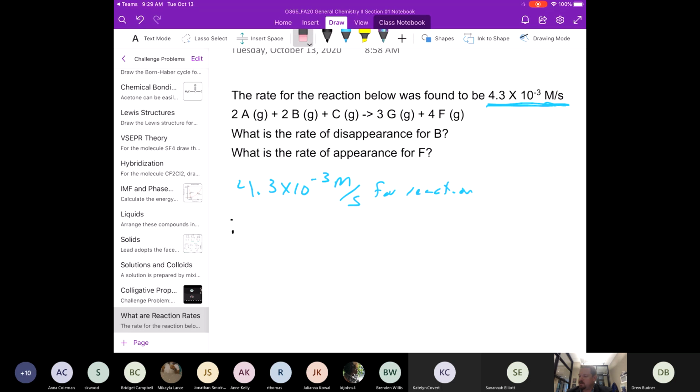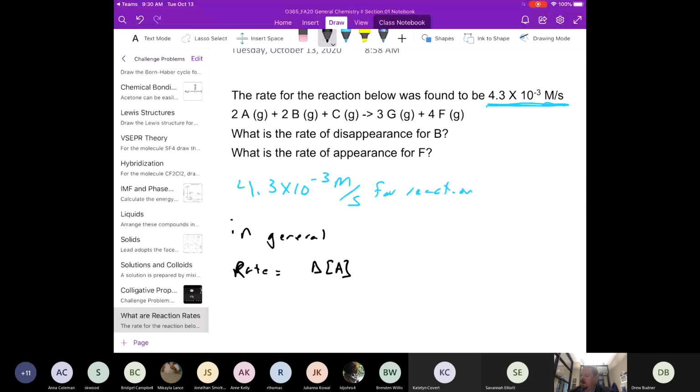let's write actual like human being. In general, we can describe this rate as being equal to how fast A changes, right? The change in concentration of A, and we've probably seen this before.